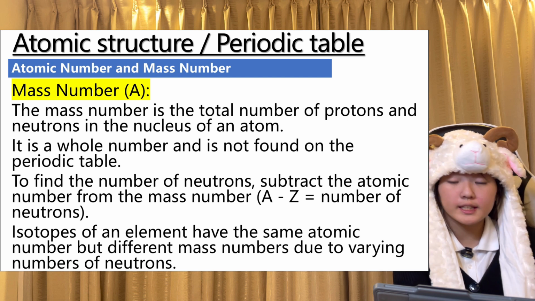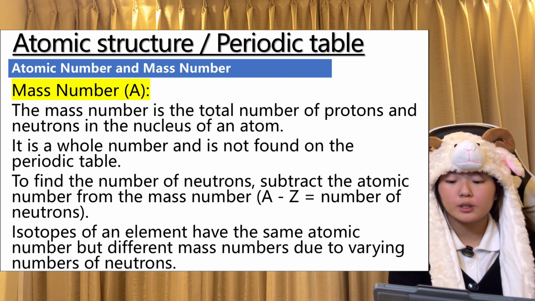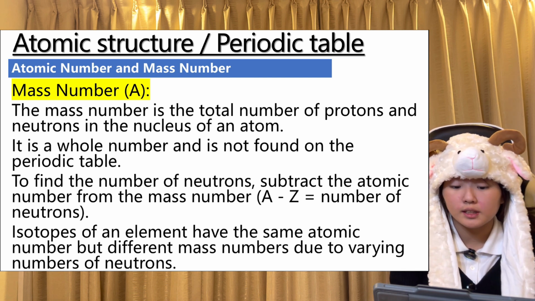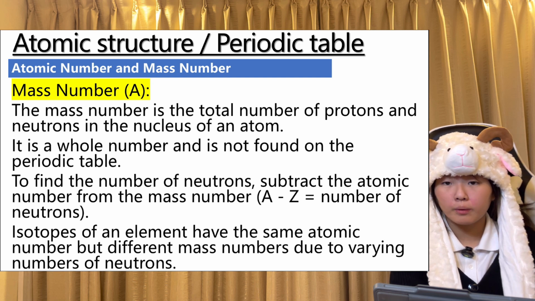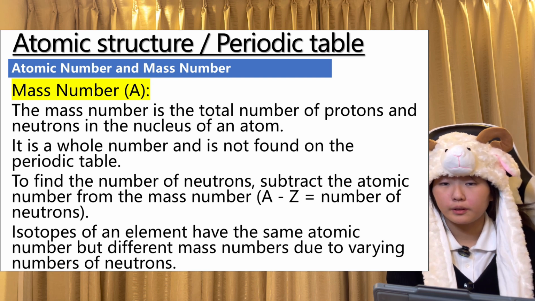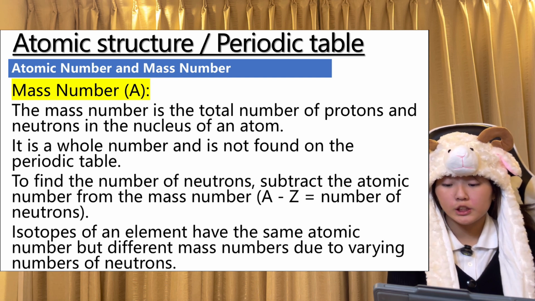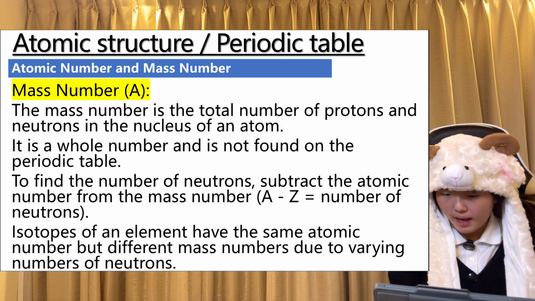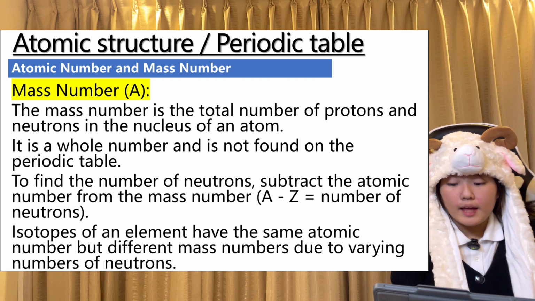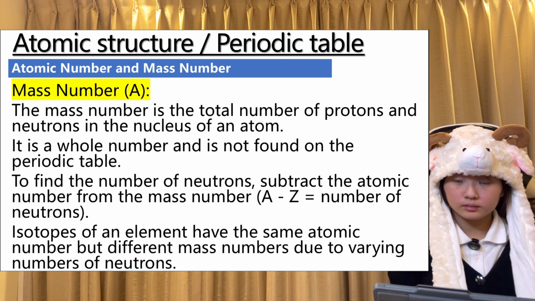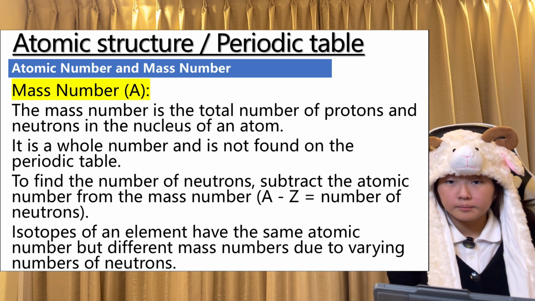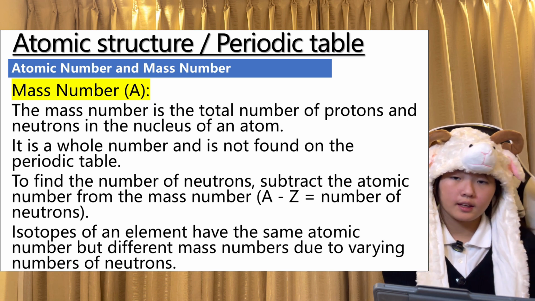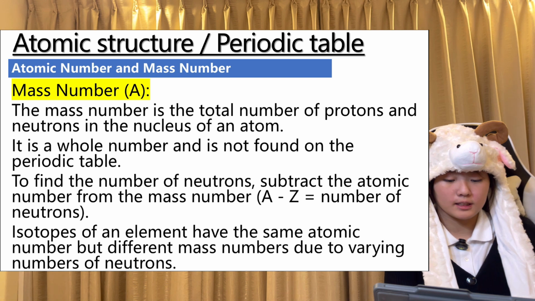A mass number is a little bit different. A mass number is the total of protons and neutrons in the nucleus of the atom. It is a whole number and can't be found on the periodic table. To find the number of neutrons, just subtract the atomic number from the mass number, A minus Z, and that's your number of neutrons. The mass number is shown as A. So in your test, if you see the letter A, then just remember that it means the mass number.